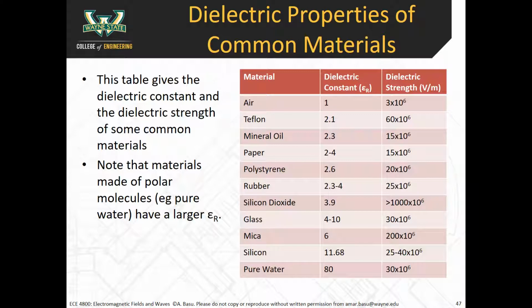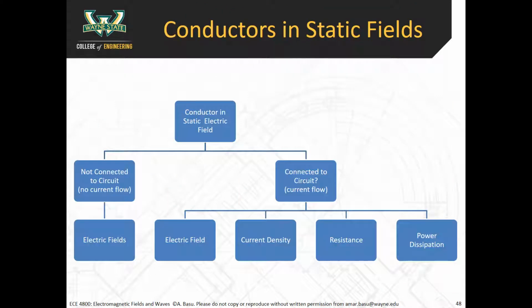Okay, so that's the quick recap. In contrast, today we're going to talk about conductors. Conductors are things like metals. Dielectrics were things like plastics, polymers, things that do not conduct electricity. So if I put a conductor in a static field, there are several possible things that can happen.